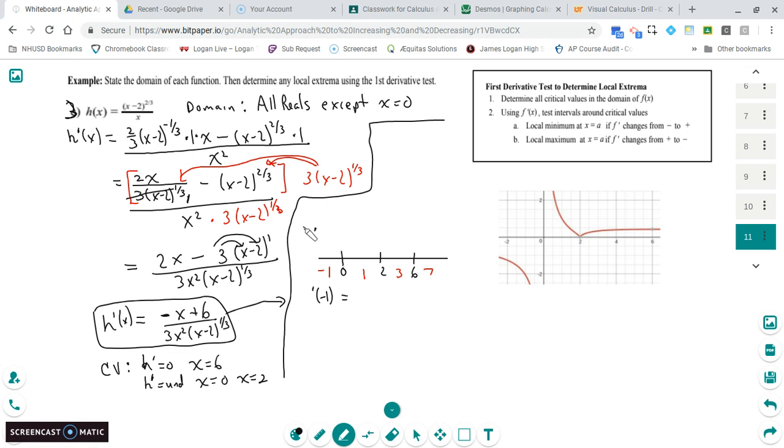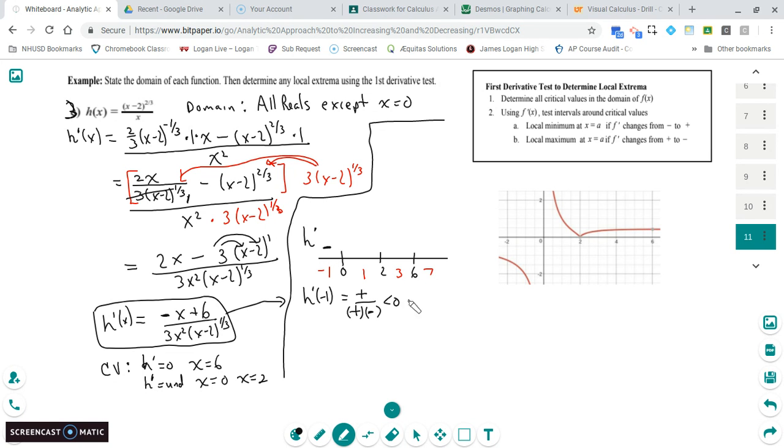Consistency. So this is H. So I'm doing H prime at -1. So -1 here, that's the negative of -1, which is +1 plus 6. So the numerator is positive. And then -1, I'm squaring it, so that's positive. So positive times, and then -1 minus 2, that's -3, but I'm cube rooting a negative. That will be a negative.